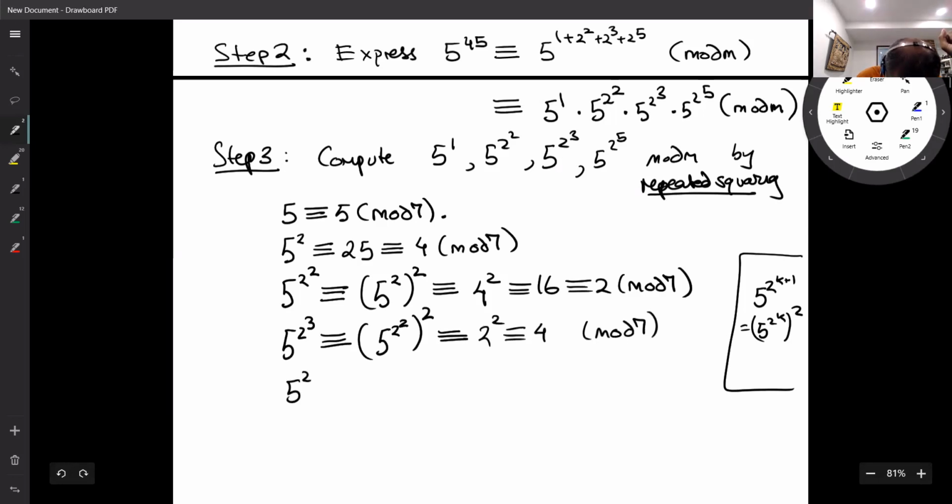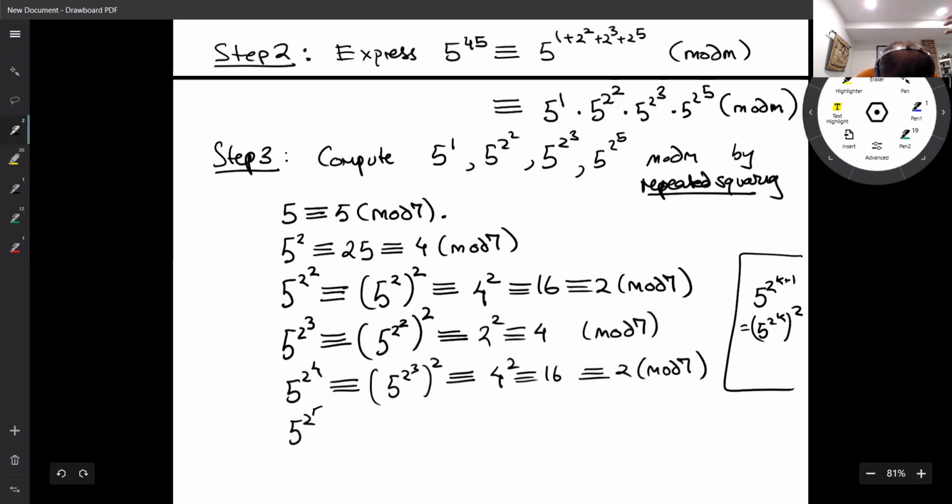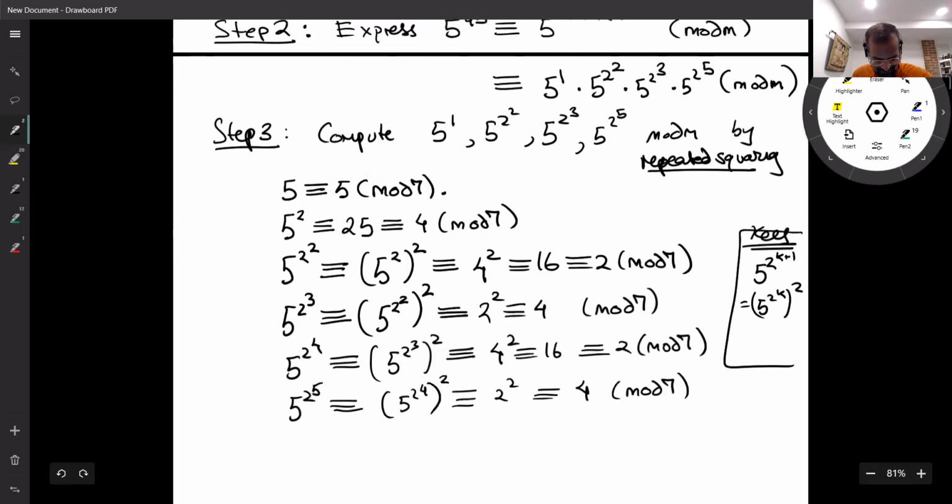And then 5 to the 2 to the 4 is now just, again, congruent to the previous one squared. Hence the name repeated squaring. Then 5 to the 2 to the 5 is congruent to 5 to the 2 to the 4 squared, which is congruent to 2 squared, which is congruent to 4. Okay, so this is the key property here.